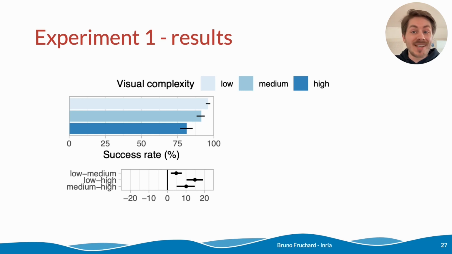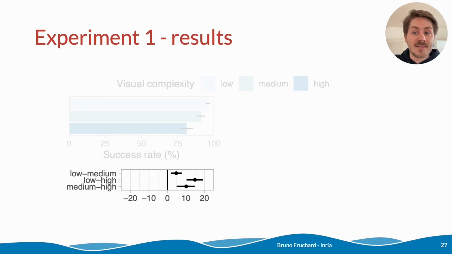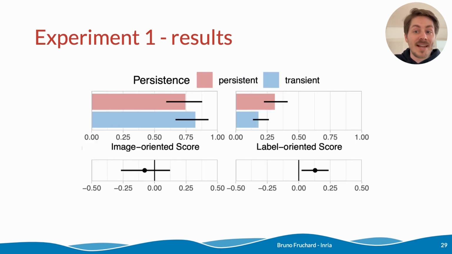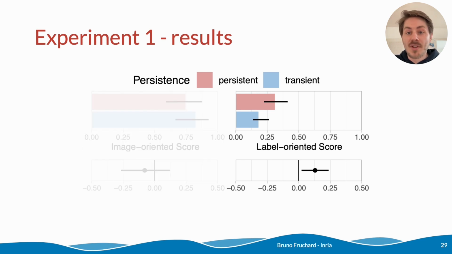We plotted the success rate based on each visual complexity level. Plotting the mean of the differences indicates strong evidence of an impact of the visual complexity on the user performance. Similar plots with the task completion time lead to the same conclusion. We plotted the average scores over all blocks as a function of the button persistence and found evidence that using persistent buttons nudge participants into using a label-oriented strategy.